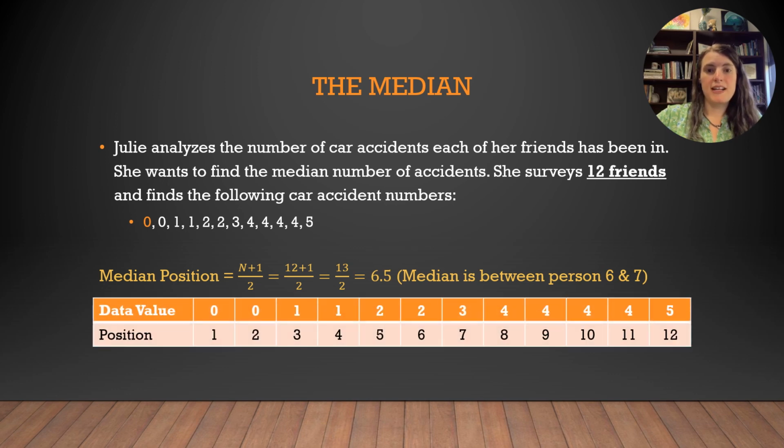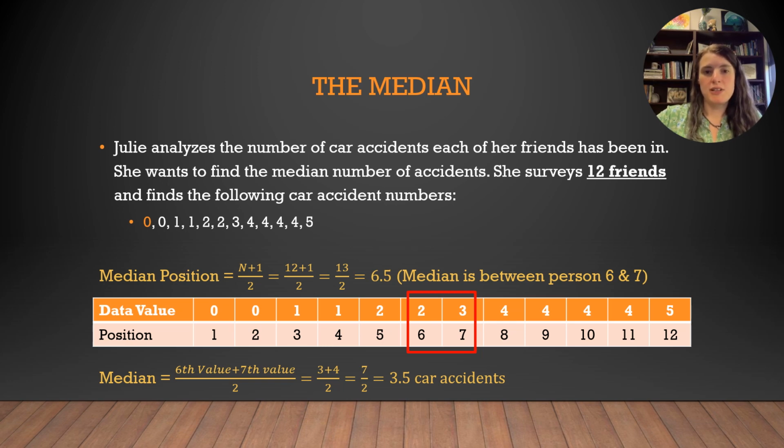So we make sure our data is in numerical order, and we add the position numbers like before. Then we identify position number 6 and position number 7. Those people have reported 2 car accidents and 3 car accidents respectively. Now we use the mean calculation that you just learned to find the average between the two. We take the 6th value plus the 7th value, 3 plus 4, and then we divide by the total n in our analysis, which is 2. That gives us 7 divided by 2, which gives us a median value of 3.5 car accidents.